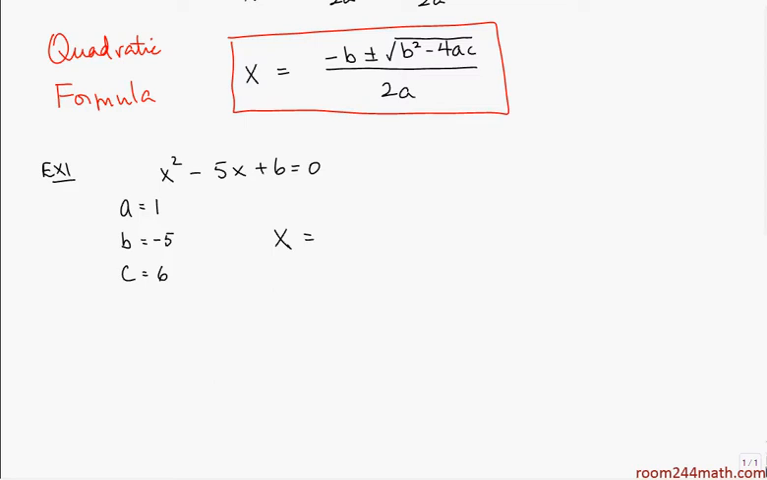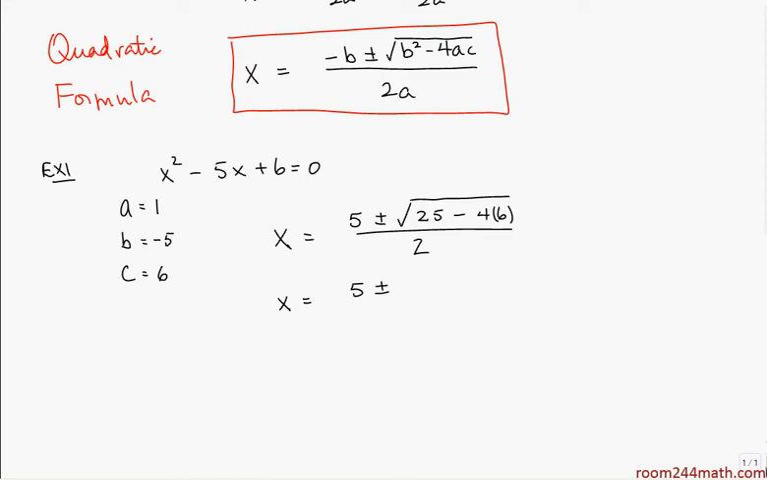So we can go ahead and apply the quadratic formula. x is equal to minus b. Well, since b is negative, minus b becomes positive 5. Plus or minus the square root of b squared. So regardless of whether b is negative or positive, this is always going to be a positive number because you're squaring it, so you get 25. Minus 4 times 1 times 6. So 4 times 6 is 24. And this is all over 2 times a, which is 2 times 1.